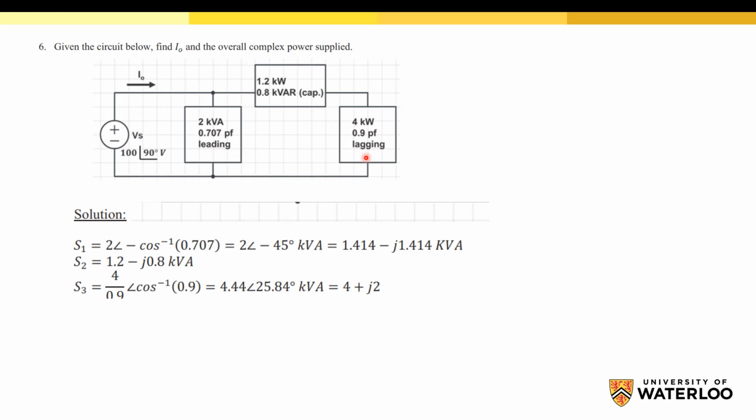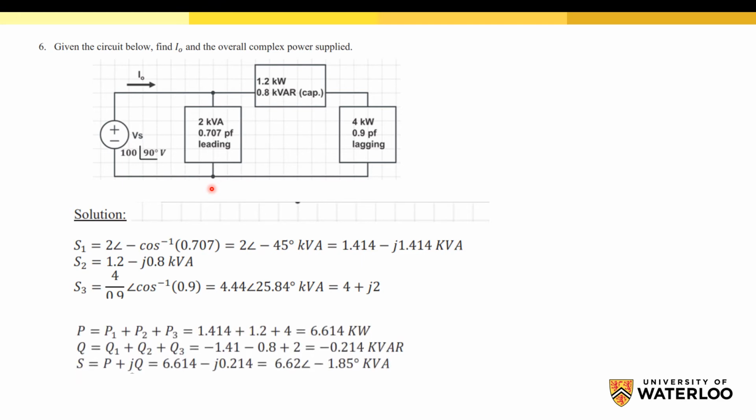So now we have the complex power for the three loads. We can add these three complex powers to calculate the total complex power and simplify this circuit. So we can either add the active power and reactive power, or just add these complex numbers to calculate the total S.